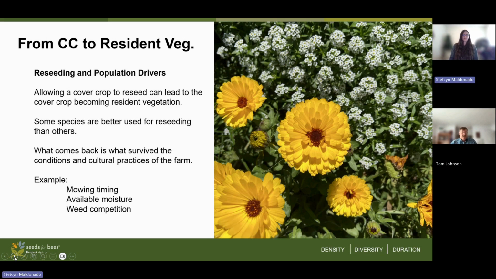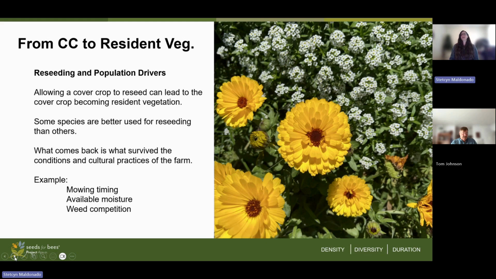The catch is what comes back is what survived the conditions and cultural practices on the farm. The main one here of the examples would be when you mow. So if you're going to let your cover crop reseed itself, you have to let it go through its life cycle, set seeds, turn brown, and basically die off and release that seed back into your soil. It's going to look ugly, it's going to be tough.